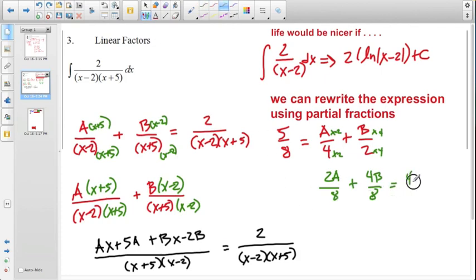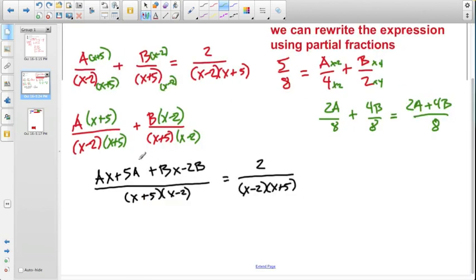So we'd have 2a plus 4b all over 8. We're saying 2a plus 4b has to be equal to 5. So this numerator has to be equal to 2.